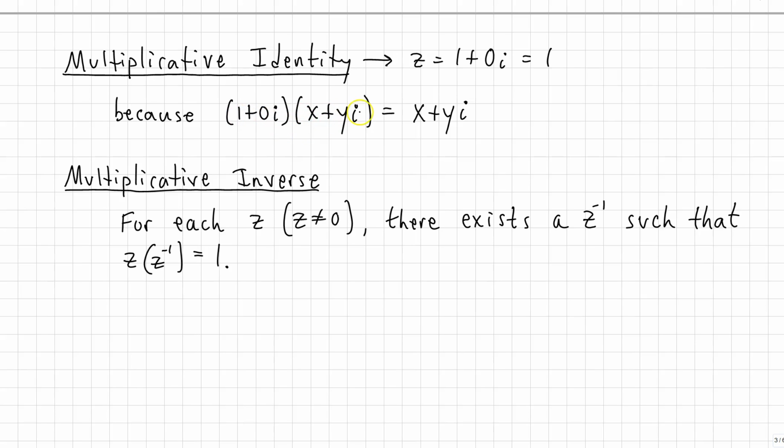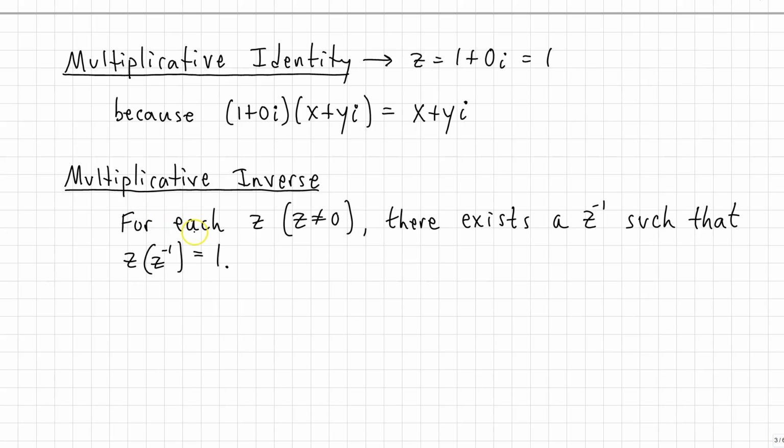So 1 times x is x, and then you get 1 times yi plus 0 times x, which would just be yi, and then 0 times that would be 0. So yeah, we end up with x plus yi when you multiply those together. So z equals 1 times any complex number leaves that complex number unchanged. So the multiplicative identity will be 1.